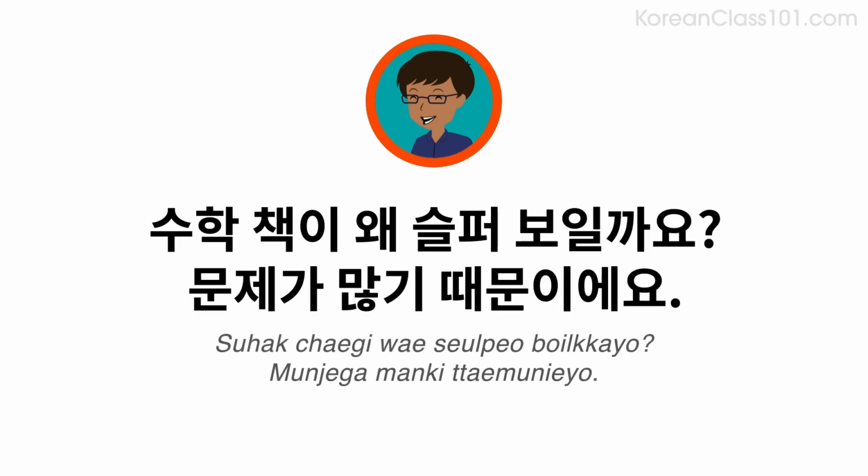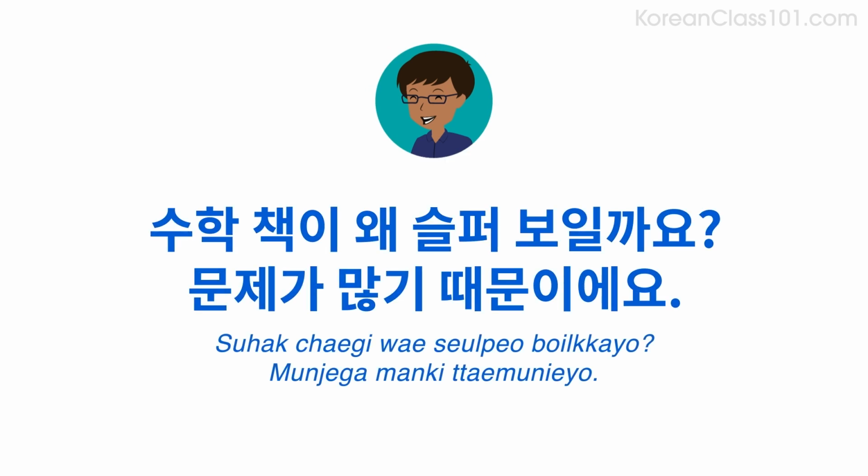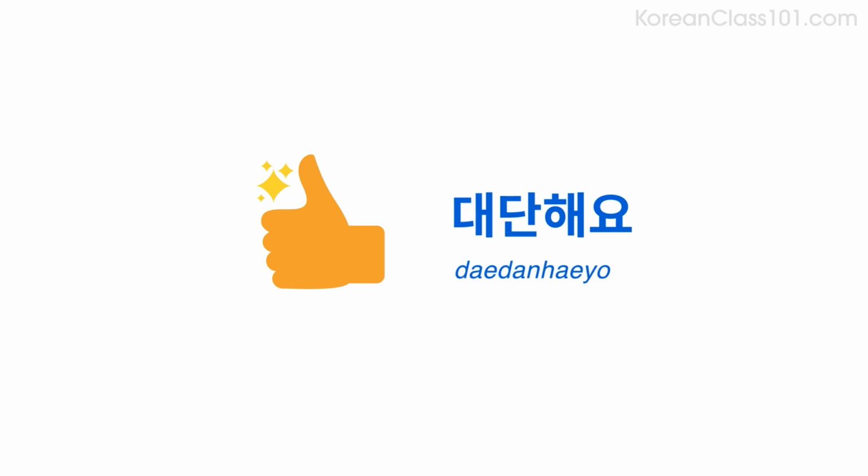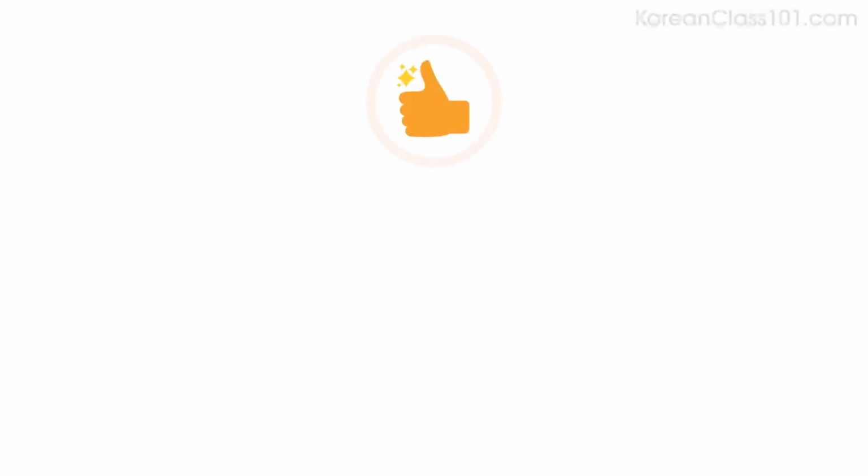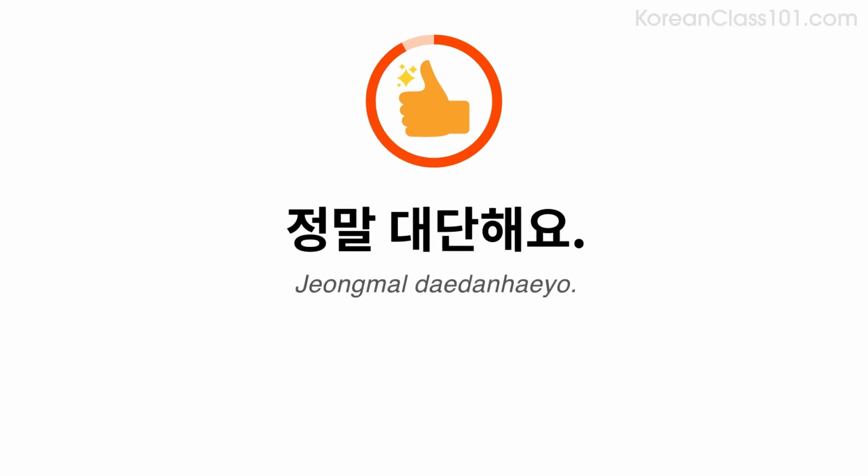Okay, now it's your turn. Do you remember what the joke was? 수학책이 왜 슬퍼 보일까요? 문제가 많기 때문이에요. Imagine you think it was awesome. Do you remember how to say awesome? 대단해요. Say, you're so awesome. 정말 대단해요.